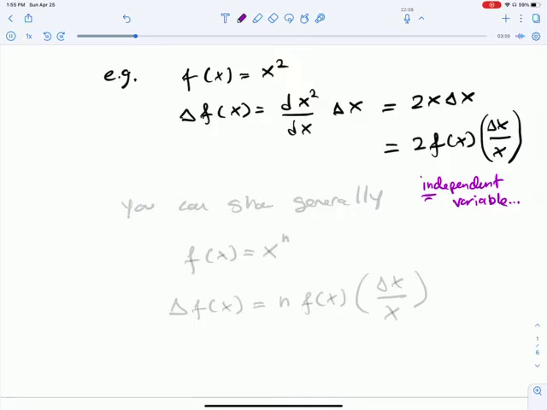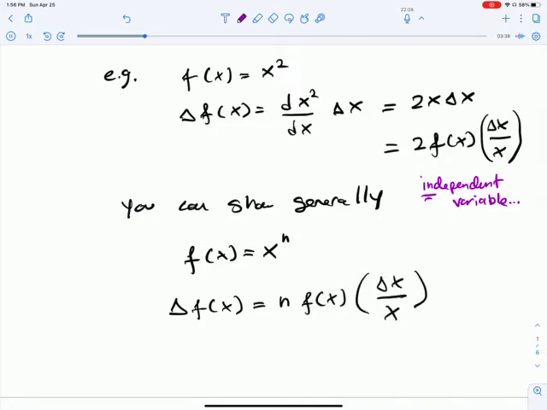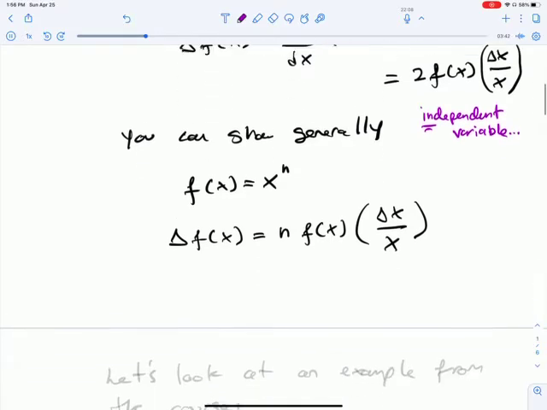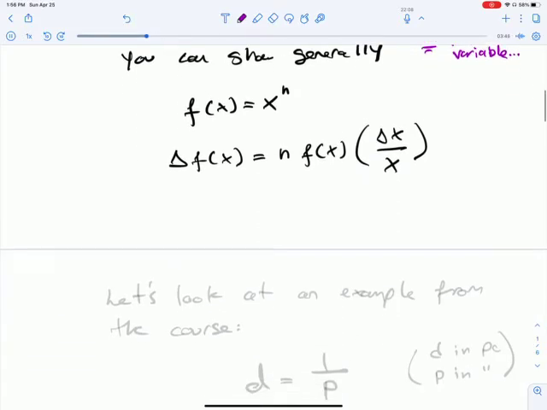So this is an example of a polynomial, right? So x squared. And you can show generally that for any polynomial, so f of x is equal to x to the power of some value n, that delta f of x is equal to n times f of x times delta x over x. You can carry out this calculation exactly the same way we've done above, and you can show that this is true.